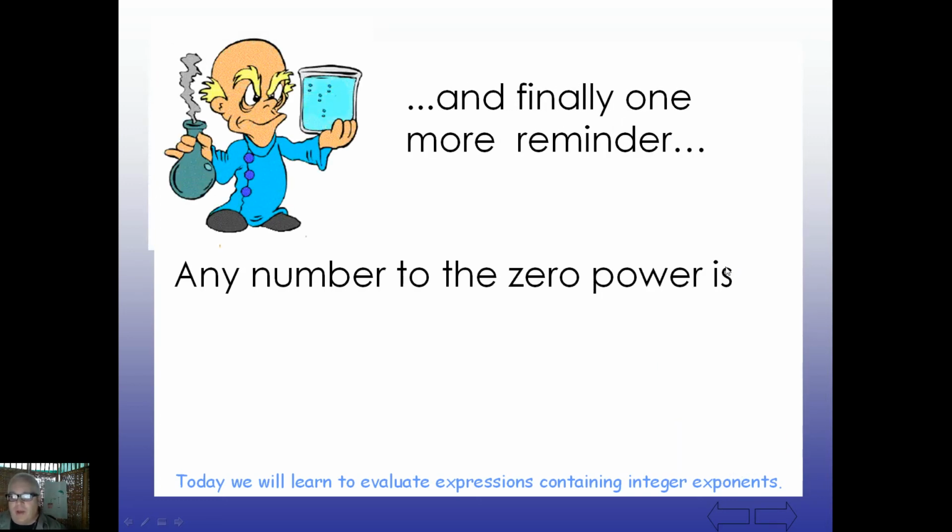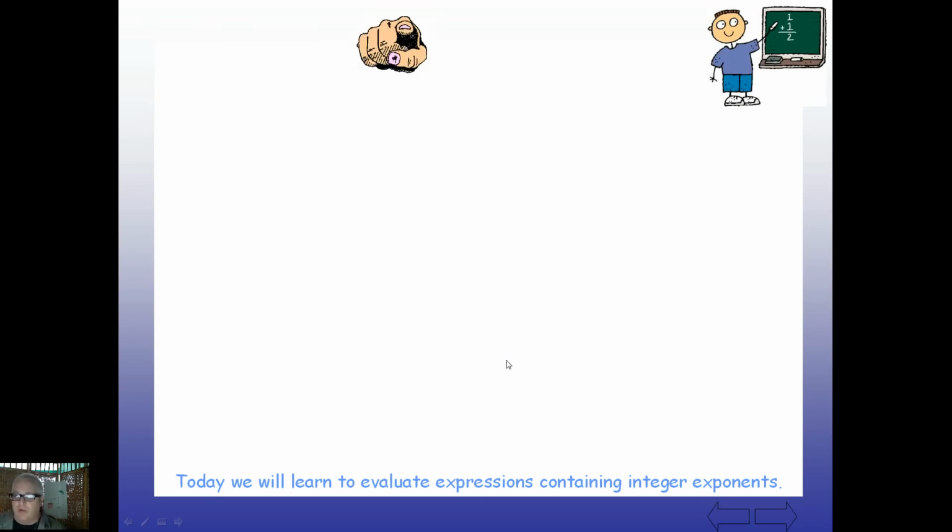And finally, one more reminder. Any number to the 0 power is what? Remember from yesterday? Any non-zero number to the 0 power. So anything other than 0, the answer is 1. Okay, we learned that yesterday, and there's a reminder for you.